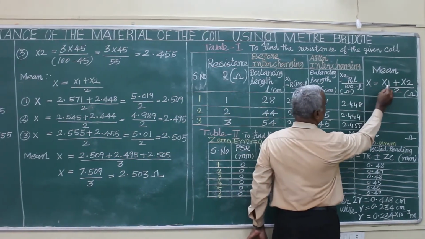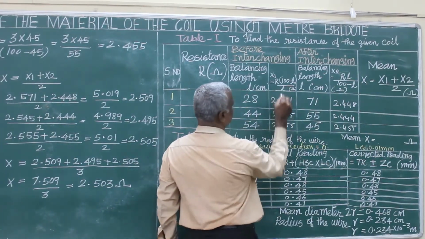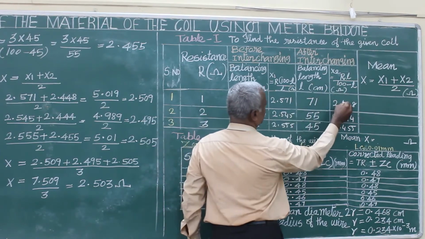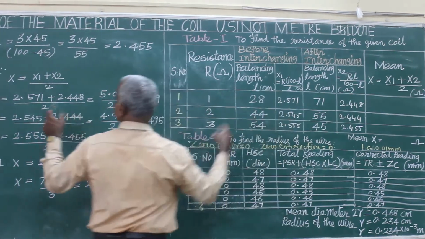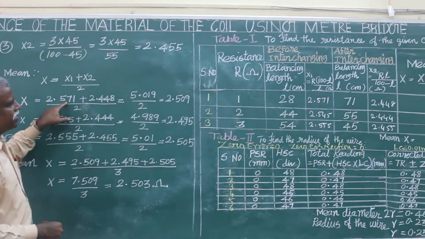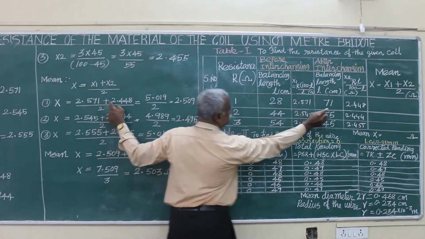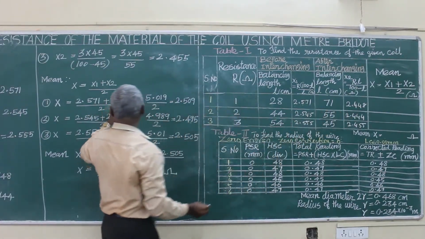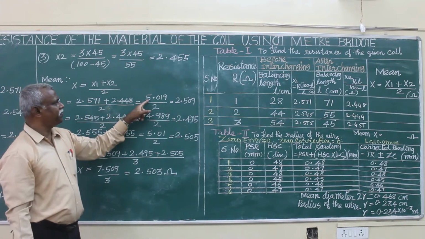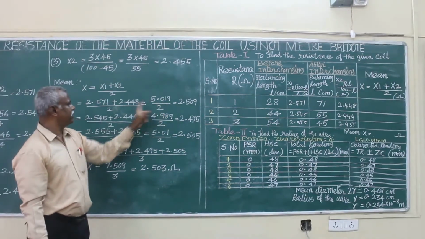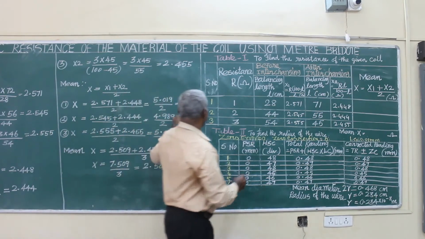Mean of x equal to x1 plus x2 by 2. This is x1, this is x2. x1 plus x2 divided by 2. Therefore, you are getting x equal to 2.571 plus 2.448 divided by 2. Adding both, you are getting 5.019 divided by 2, which is 2.509. So write this value here, 2.509.